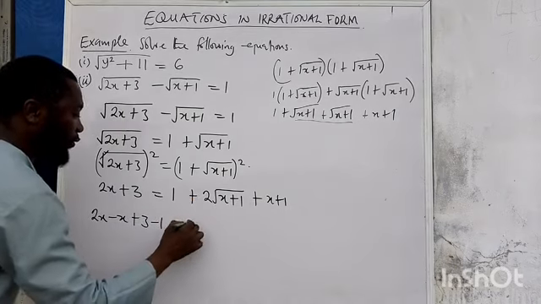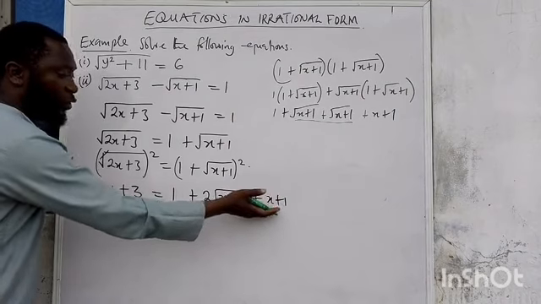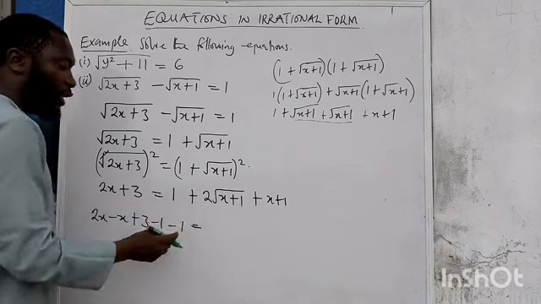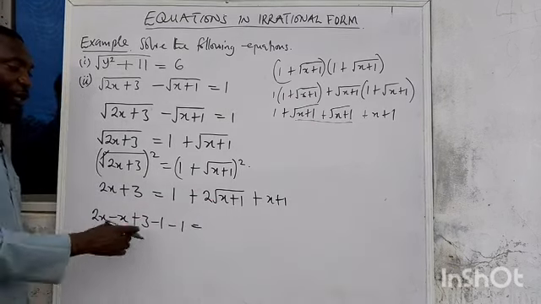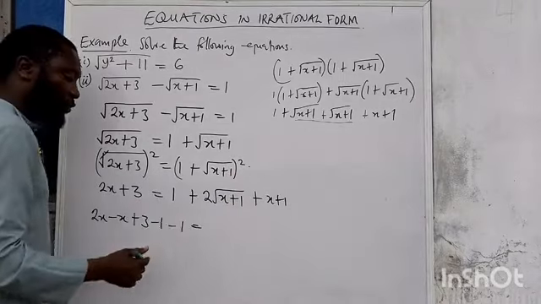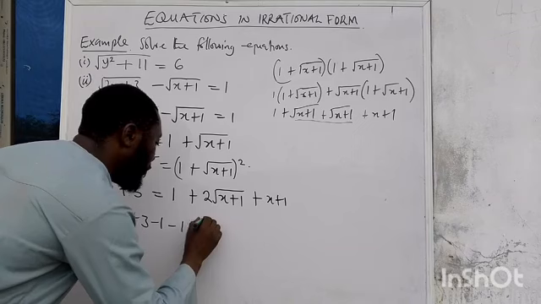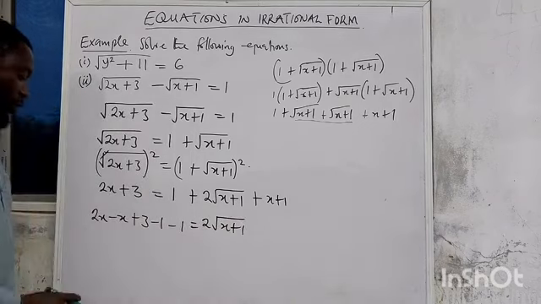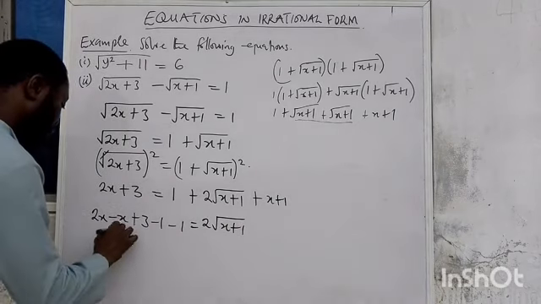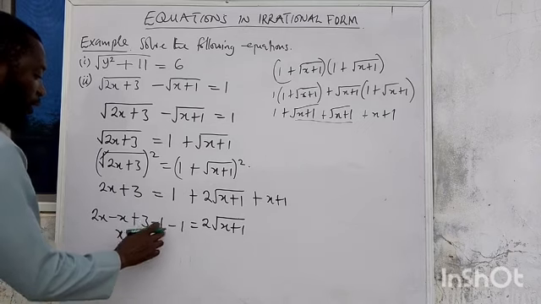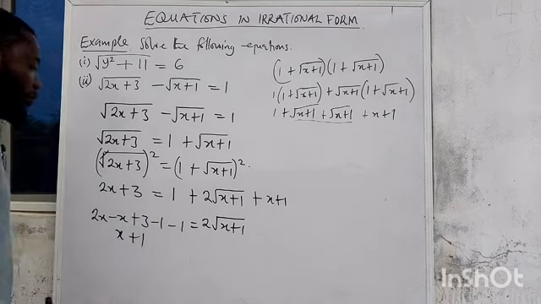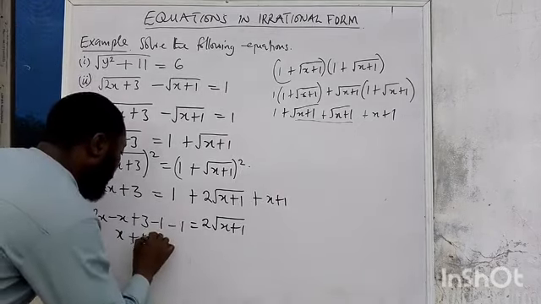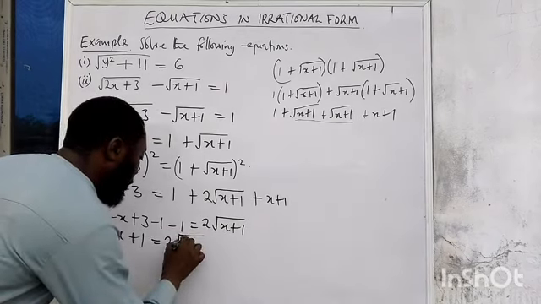Another one, minus 1. So meaning all the rational parts are moved to one side, while the irrational part will be on the other side. So now everything equals 2 root x plus 1. So this is what we have. 2x minus x, you have just x. 3 minus 1 minus 1, that is just 1. You know, 3 minus 1, 2. 2 minus 1, 1. Now it equals 2 root x plus 1.